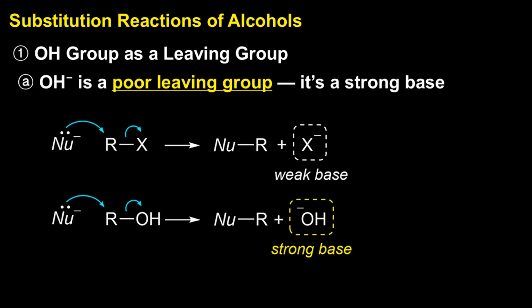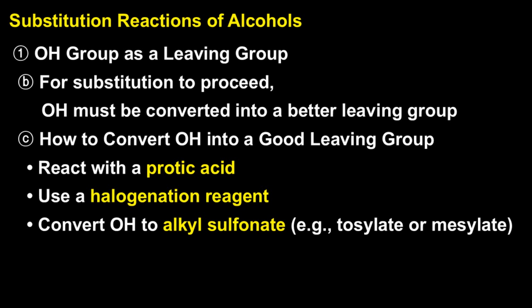So even if a nucleophile comes in and tries to attack, the reaction usually doesn't go anywhere, unless we do something first. So how do we actually fix that problem? If we want substitution to happen, we need to turn the OH group into something that can actually leave. And luckily, there are a few good ways to do that. First, you can react the alcohol with a protic acid. That protonates the OH group, and once it turns into water, it becomes a much better leaving group.